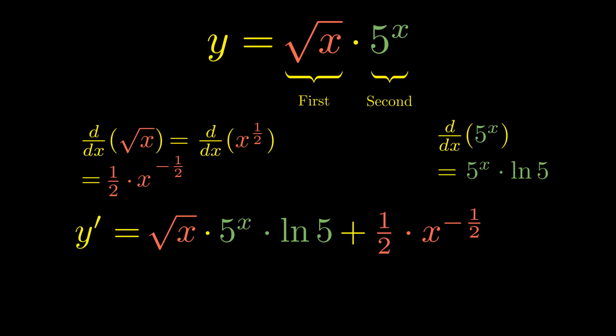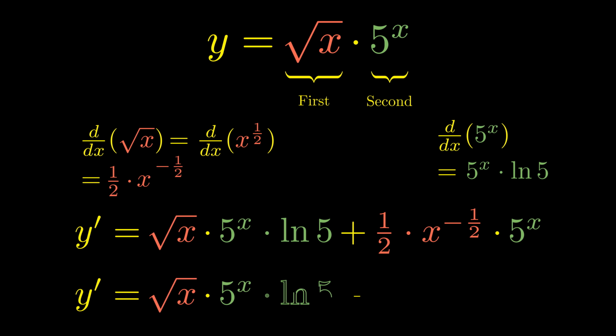Next, because we kept the square root of x the same during the first half, we have to write out its derivative now, which we found using the power rule. And to complete the answer, we just copy down the second function, 5 to the x, with no change. Some teachers believe that fractions are more aesthetically pleasing than negative exponents, which I don't understand, but to placate them, we can simplify our answer as a fraction instead of a negative exponent.